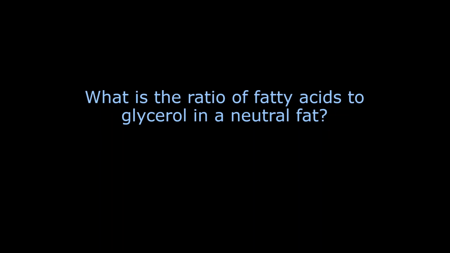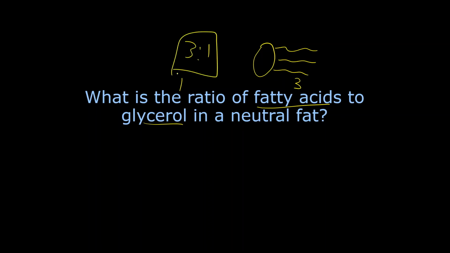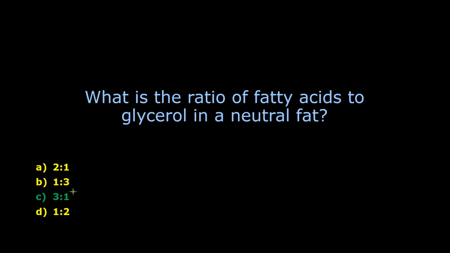What is the ratio of fatty acids to glycerol in a neutral fat? Okay, a neutral fat is a triglyceride. And remember, triglyceride is made of 1 glycerol to 3 tails. So what's the ratio of fatty acids to the glycerol? It should be 3 to 1. If it asks what the ratio of glycerol to fatty acids, it would be 1 to 3. But it's asking you for the ratio of fatty acids to glycerol, 3 to 1. 2 to 1, nope. 1 to 3, no, that's the opposite. 3 to 1's the winner, and 1 to 2 is not. So I'm thinking C, definitely. And it is the answer.